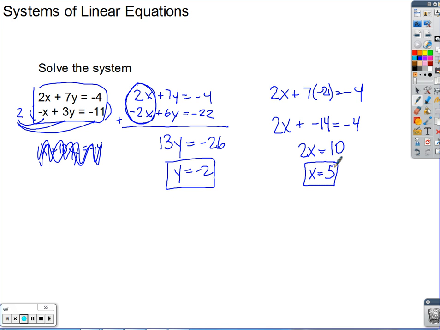You could always double check that in the other equation. Negative 5 plus negative 6 is negative 11. Remember to write your answer as a coordinate, because that point is where these two lines would intersect on the coordinate plane if they were graphed. And again, we need to know this because in the near future we're going to be solving systems of 3 equations or more.